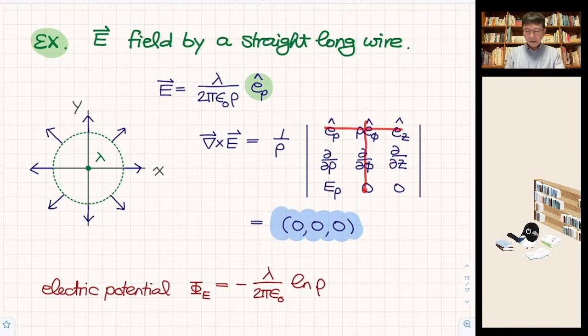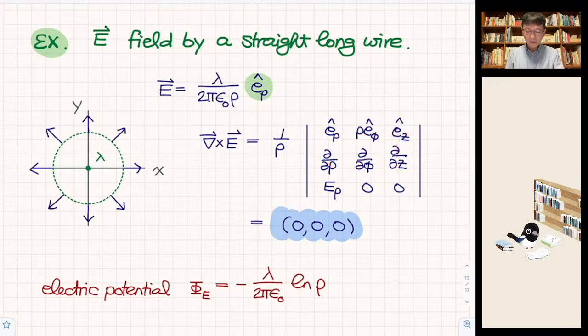And calculating that along the phi direction, this term is 0. This term, well, is dE rho dz. But looking at this E rho component, it does not carry any z dependence. So that is 0. Yes, so the second term is also 0. The third term is this, crossing this out. This is 0 minus this one.